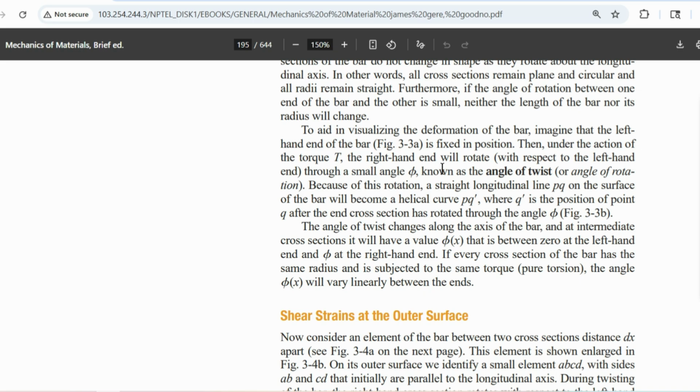All right, so this phi is known as the angle of twist. I can buy that. It's also called the angle of rotation. I can buy that. And it's going to be a function of x.